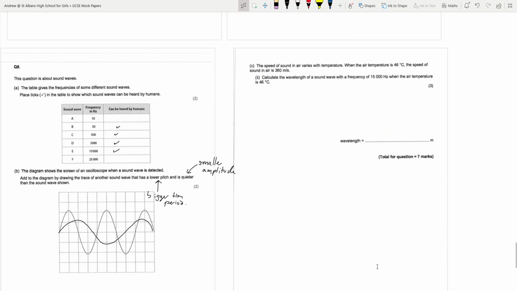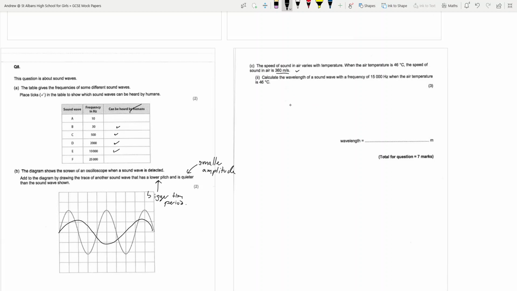And finally, the final question. Calculate the wavelength of a sound wave. So we've got that the speed of sound varies with temperature. When the air temperature is 46 degrees, the speed of sound in air is 360 meters per second. So I've got that, and that's V. Calculate the wavelength of a sound wave with a frequency of 15,000 hertz.